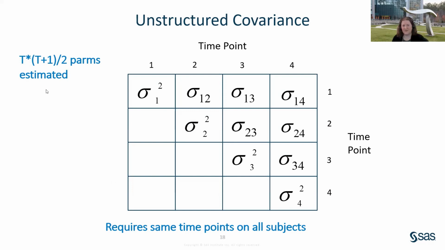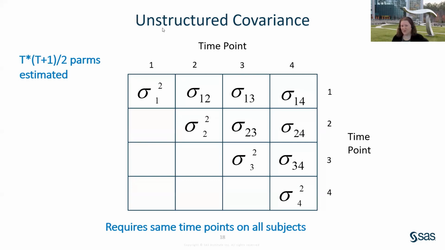The first one is the number of parameters that are estimated. If you have t time points, you have to estimate t times (t plus 1) over 2 parameters. Here, I've got 4 time points. That's 4 times 5, which is 20, divided by 2, which is 10. So I have to estimate 10 parameters here. That's not a big deal if I have 200 subjects, but if I have 20 subjects, estimating 10 parameters is probably a bad idea.